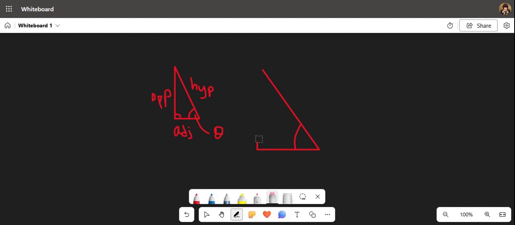The ratio of the opposite to the hypotenuse is called sine. The sine of theta is always going to be the opposite over the hypotenuse.